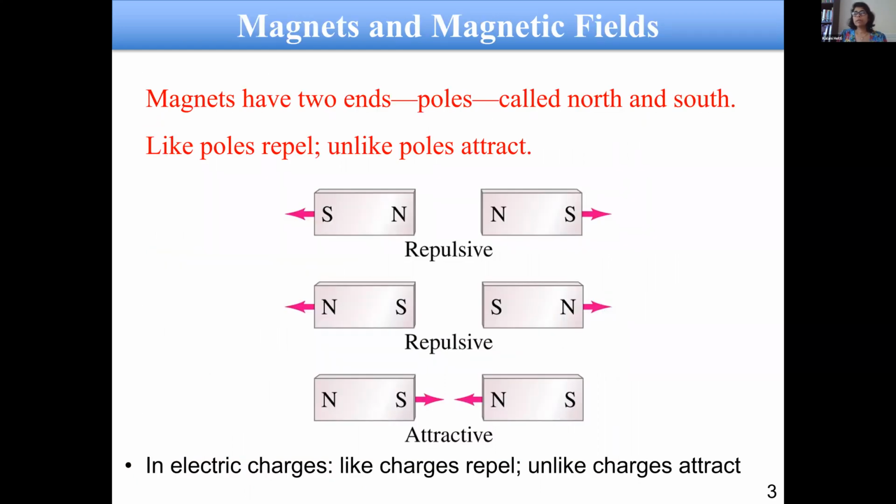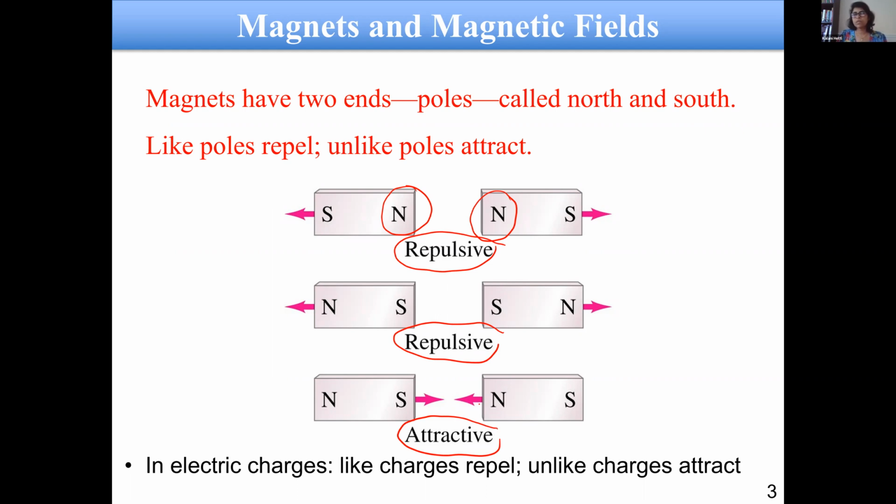Now magnets have what we call poles. A magnet can have a north and a south pole, right? Similar to electricity, where we discussed positive and negative charges, I have north and south, but poles are not exactly charges. So north and north will repel each other, like positive repels positive, and south and south will repel. But if you have north and south together, they are going to attract each other.